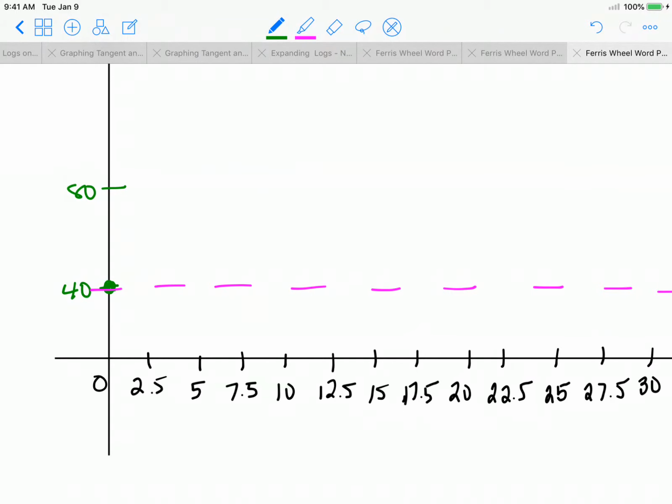So then at 2.5, we said that we were going to be down at the bottom. Now it's going to have to specify because technically it could be up here if we were going up first. But if it says it's going down, then we're going to have a negative sign. So at 5, we're going to be back at 40.